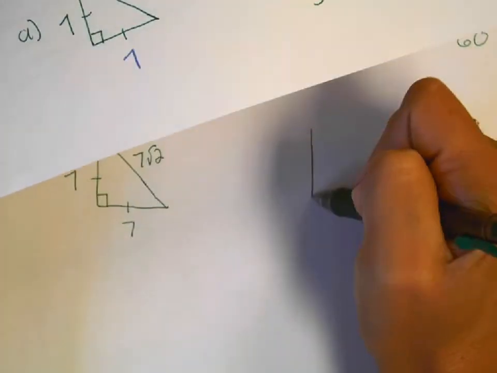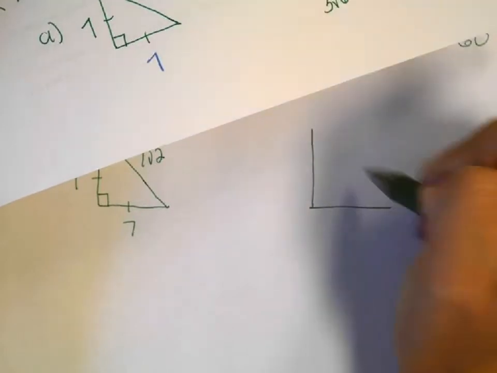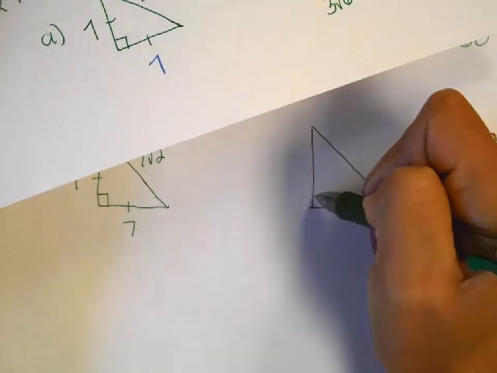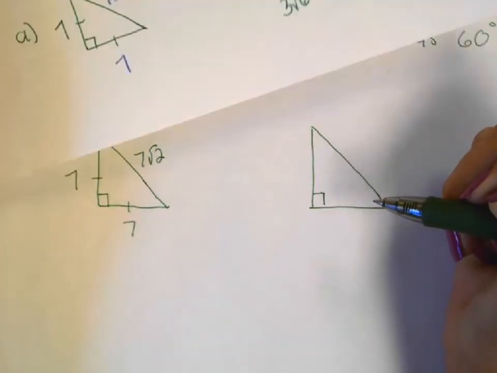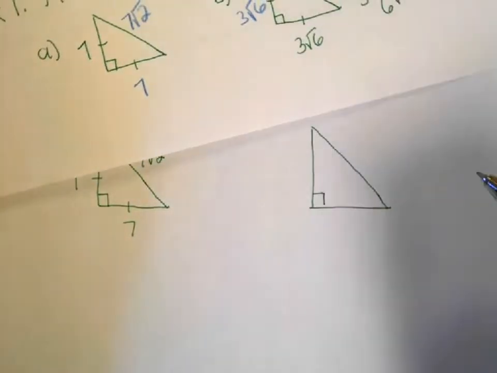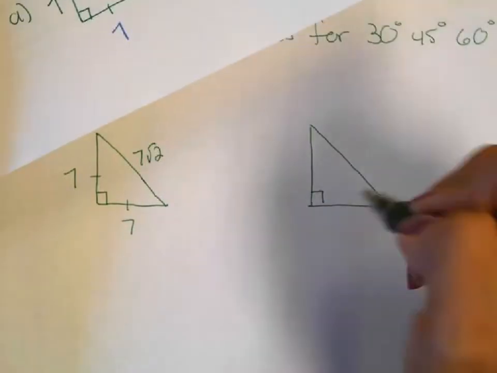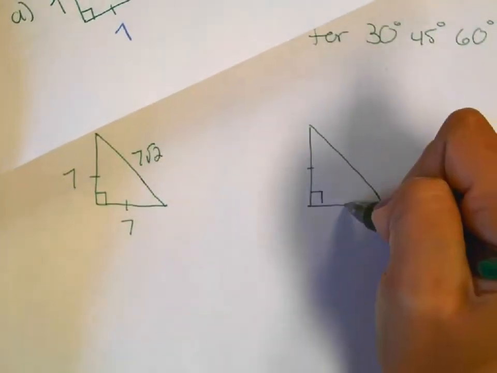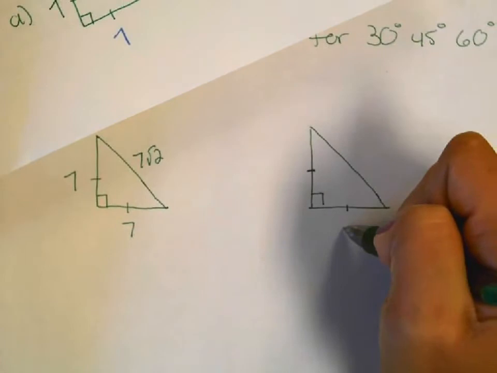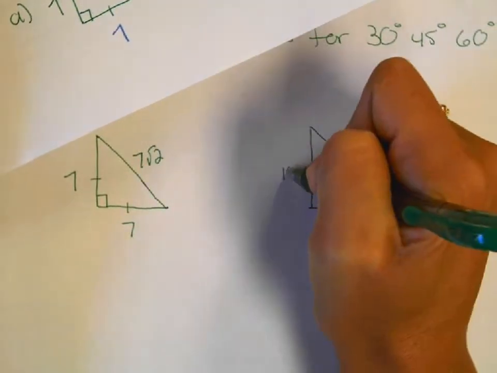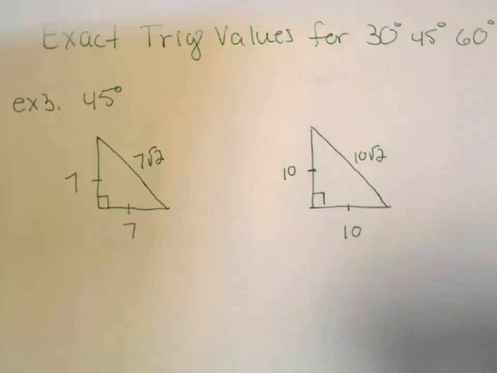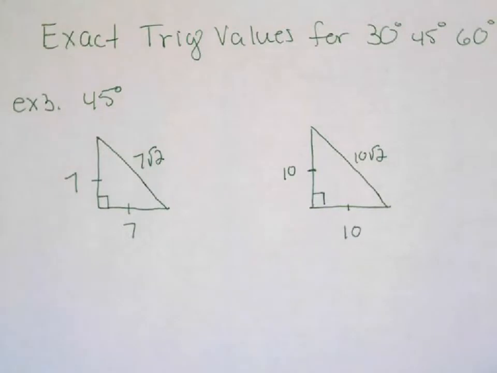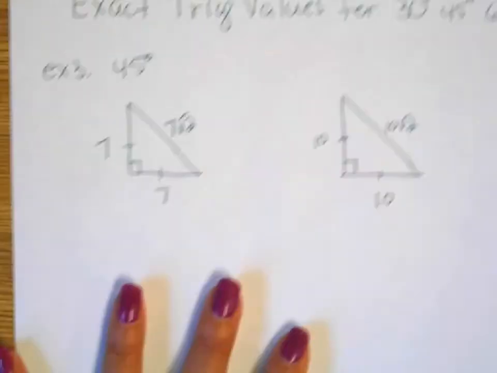Then the other half of the class, we're going to go with... I don't want that one, it's too ugly. I'm going to make up another one. I'm going to go with 10, 10, and 10 square root of 2. So technically the triangles are different sizes, but they're both 45, 45, 90s. Agree? I agree. Okay.